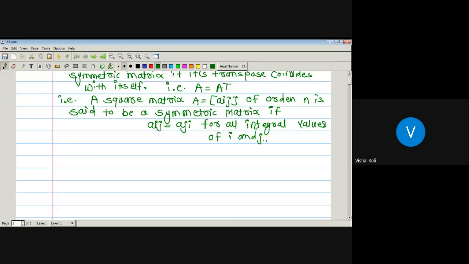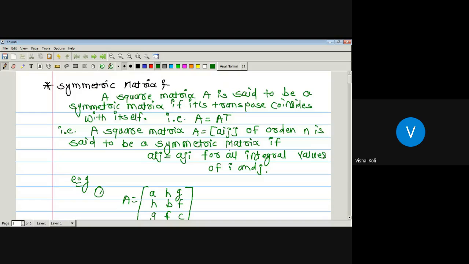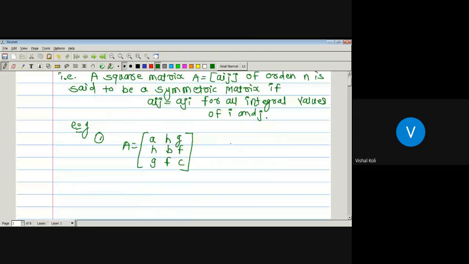Okay, let us see an example. A equals the matrix with rows A, H, G; H, B, F; and G, F, C. Now we have to see whether this matrix A is a symmetric matrix or not. How will you check? Either by using the first definition or the second definition. The first definition says that if its transpose is equal to A, then the matrix is a symmetric matrix, or we can check the corresponding entries.